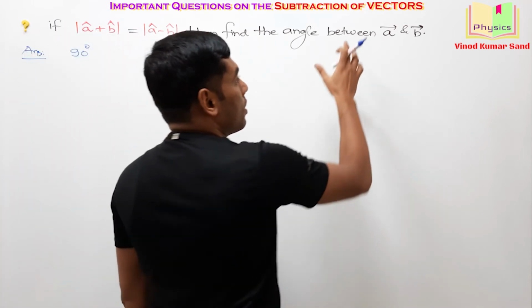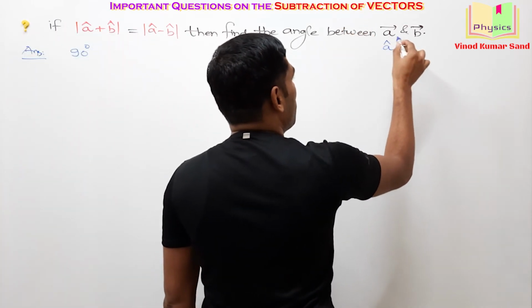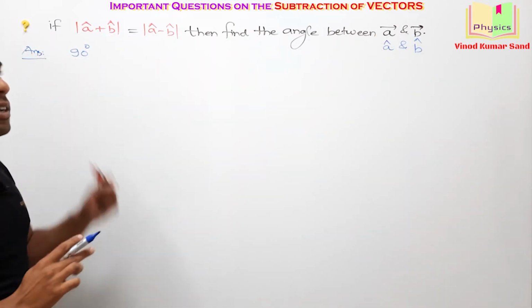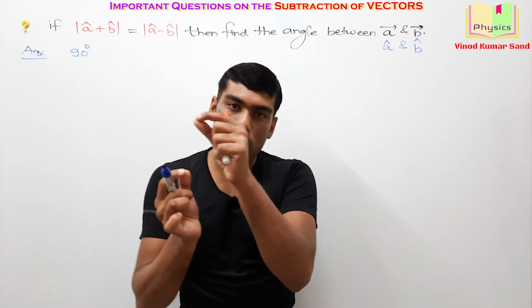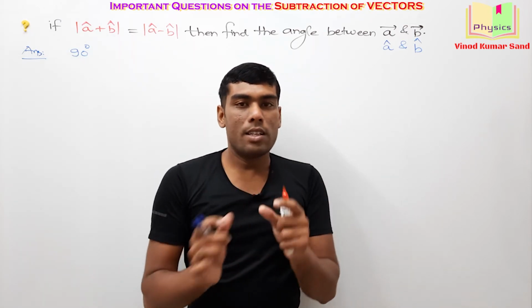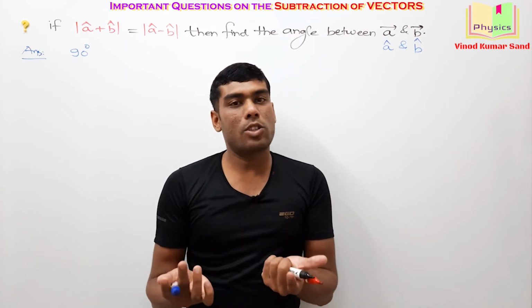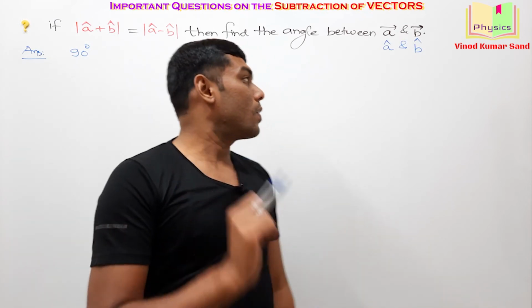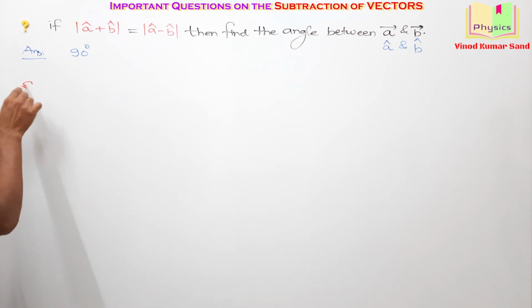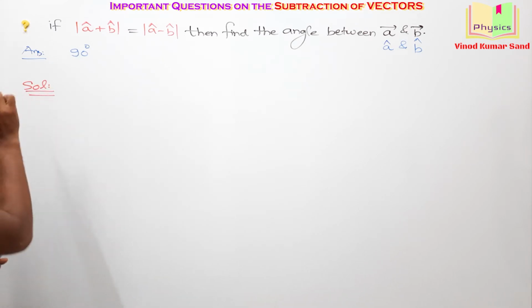Actually, this question can be asked as find the angle between a cap and b cap. That answer will also be 90 degree because the a cap will be in the same direction as the a vector. Similarly, b cap will be in the same direction as the b vector. Okay. Now, I am starting the solution part here.